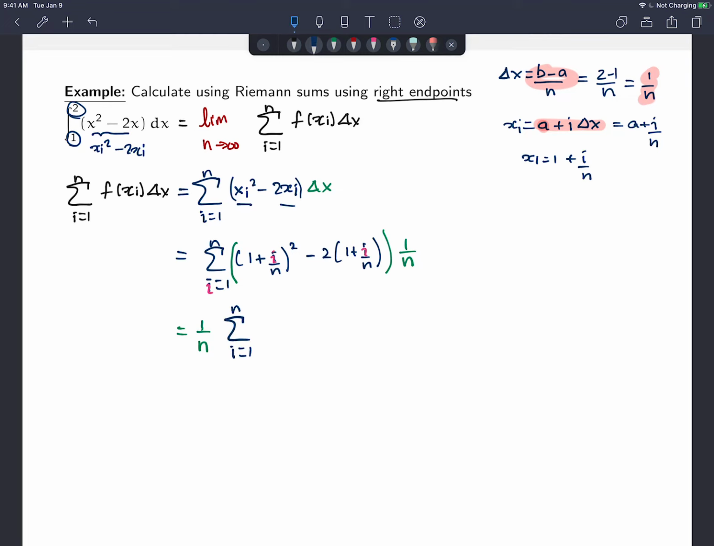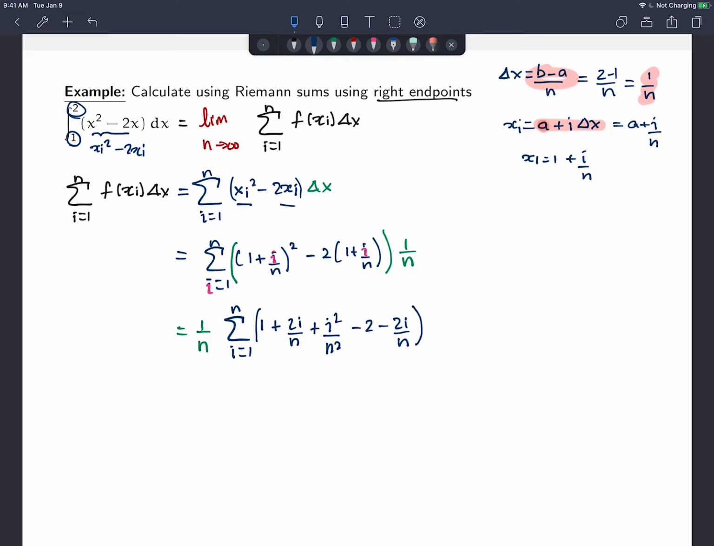And now I'm going to expand this one, so it's 1 plus 2i over n plus i squared over n squared, correct? And then I have another sum over here. So I'm going to do minus 2 and minus 2i over n. So this turns out to be something like that. The 1 over n was brought in front.